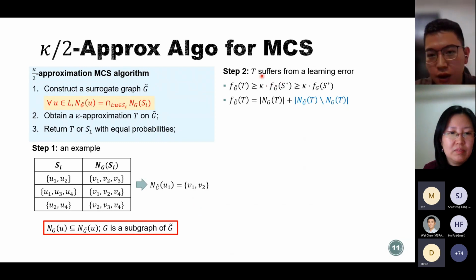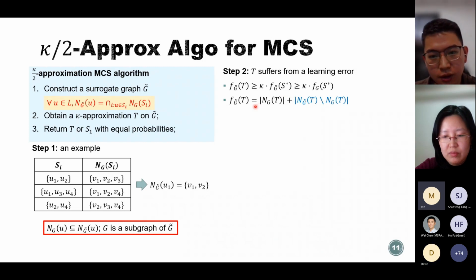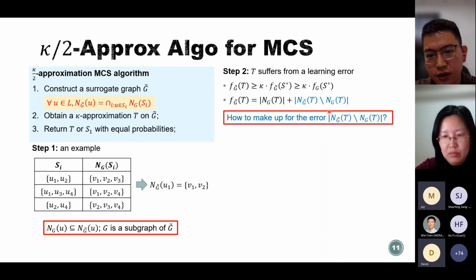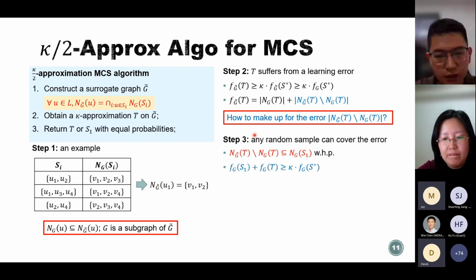In the second step, we know T is a kappa approximation over tilde G. So T is good enough in tilde G. But T suffers from a learning error. This is because the function value of T over tilde G equals the real value of T plus the learning error. The learning error can be very large and unavoidable. So the question is how to make up for the error. This is solved in the third step.